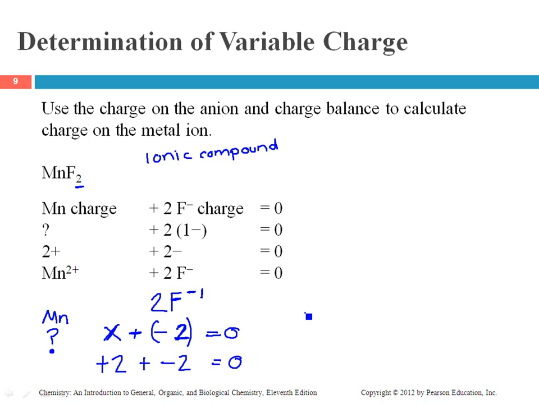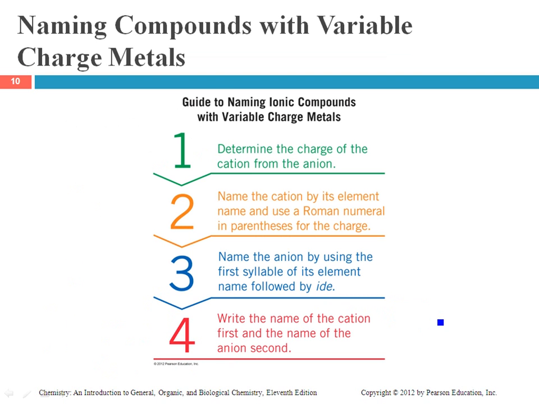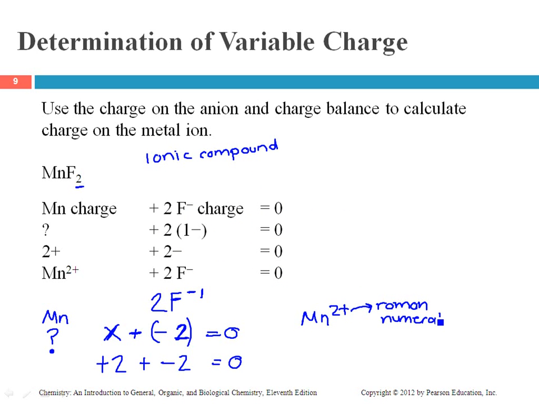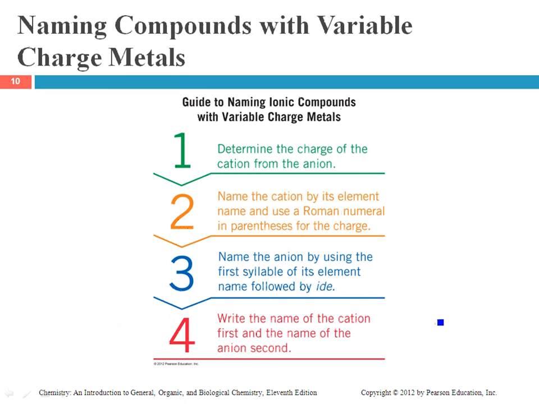So we know now that manganese is a 2+ charge, and we're going to represent this in the Roman numeral portion of the name. So when naming metals with variable charge, you first determine the charge of the cation from the anion. That's what we just did. We determined that manganese had to have a 2+ charge in order for the total charge to equal 0, based upon the fact that we're bonded to 2 fluorine atoms.